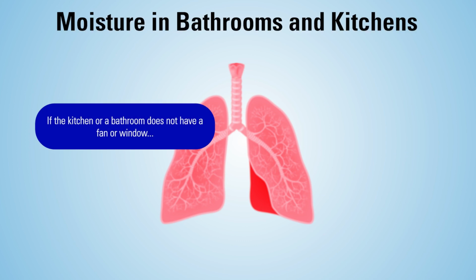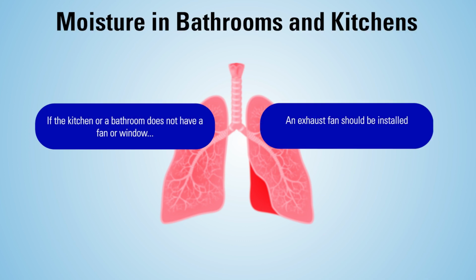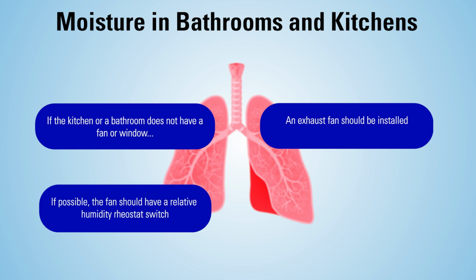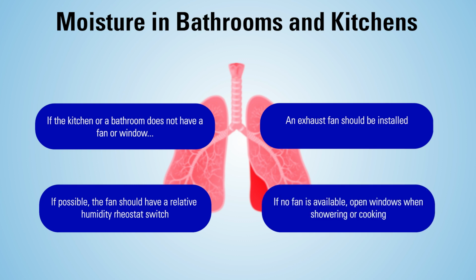If the kitchen or a bathroom does not have a fan or a window, an exhaust fan should be installed. If possible, the fan should have a relative humidity rheostat switch, which is a switch that turns on the fan when the humidity goes above a set level, or have the fan set to a timer switch. Timers can be used with bathroom fans, but not with kitchen fans. Another option for bathroom fans is to use a fan that is always on at a low and quiet flow rate. If no fan is available, open the window when showering or cooking.